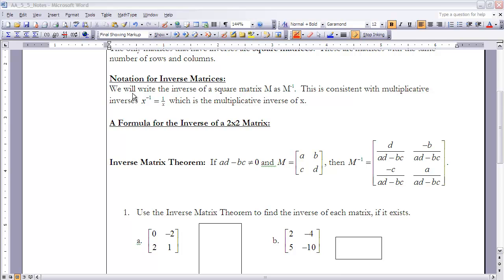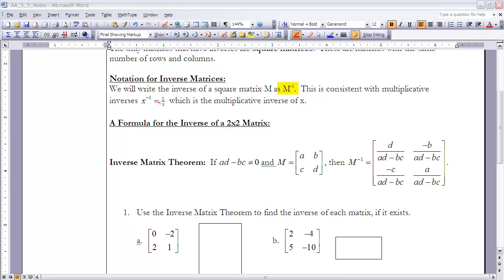Okay, next I'd like to take a look at the notation that we use for inverse matrices. If we write an inverse matrix, we're going to refer to it as M raised to the negative first power. And that idea is consistent with the idea that the inverse of x is x to the negative 1, or 1 over x.